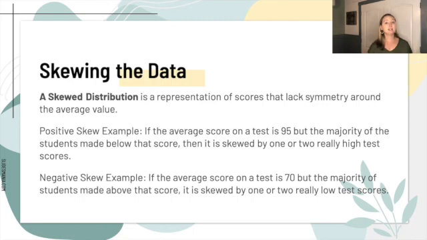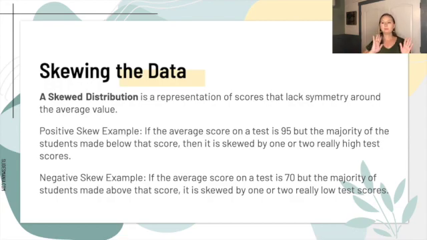If the average test score on a test is 95, that's your average, but the majority of the students made below that score, then it is probably skewed by 1 or 2 really high test scores. A negative skew example is if we're dealing with that same test score. If the average score on a test is a 70, but the majority of students made above that score, it's probably skewed by 1 or 2 really low test scores.